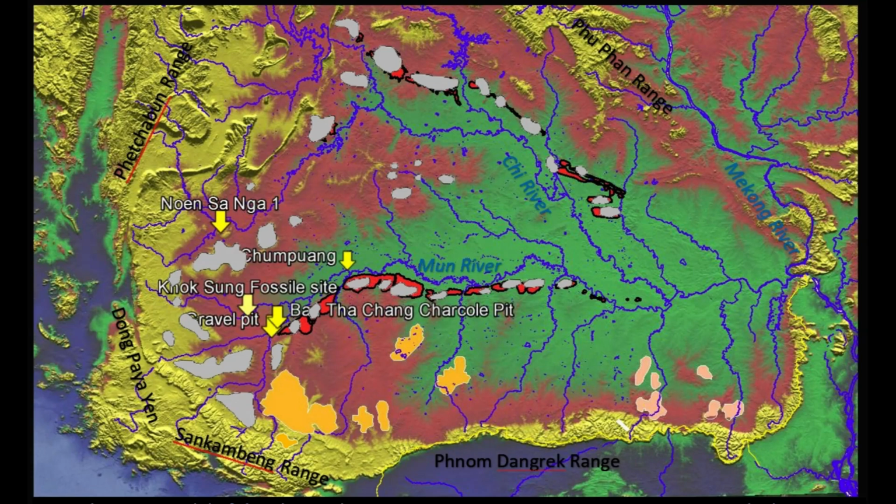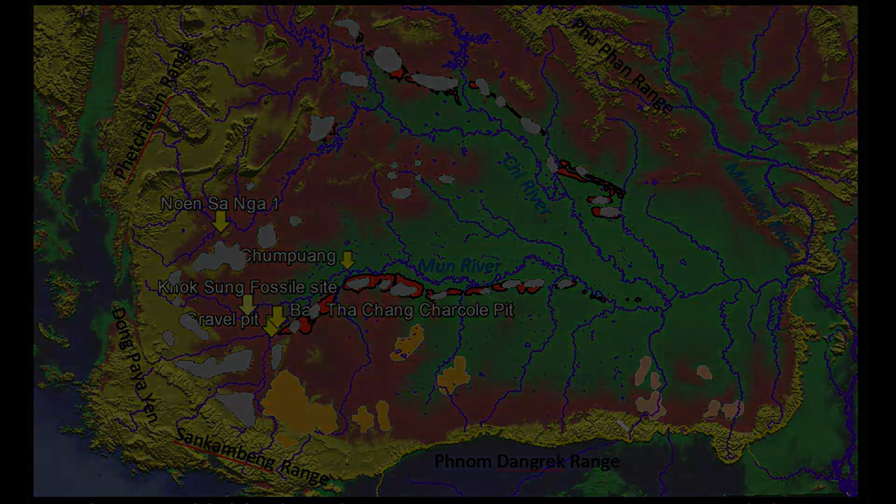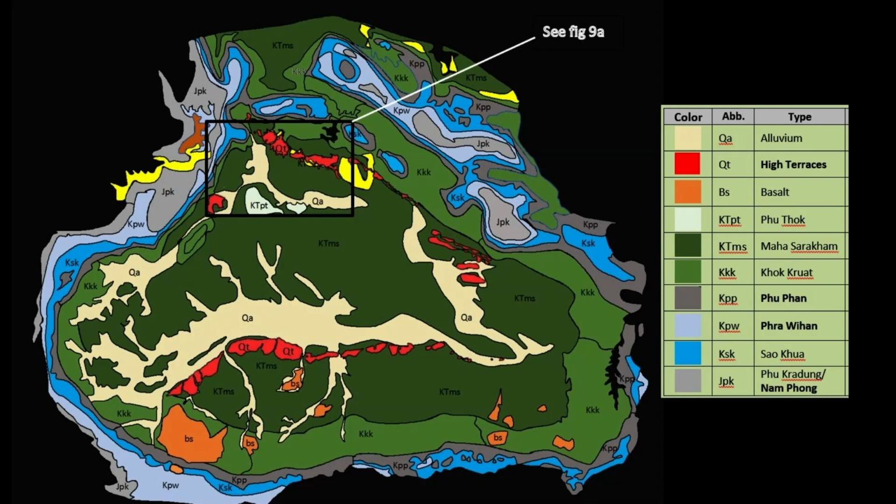The plateau is tilted towards the southeast, and drained by the Chi and Mun rivers, tributaries to the Mekong. The Korat Basin is enclosed by the Phu Phan Range to the northeast, the Phetchabun Mountains and the Dong Phaya Yen Mountains in the west, the Sankambang Range in the southwest, and the Phnom Dangrek Range in the south. The image shows the setting of the Korat Plateau geology.